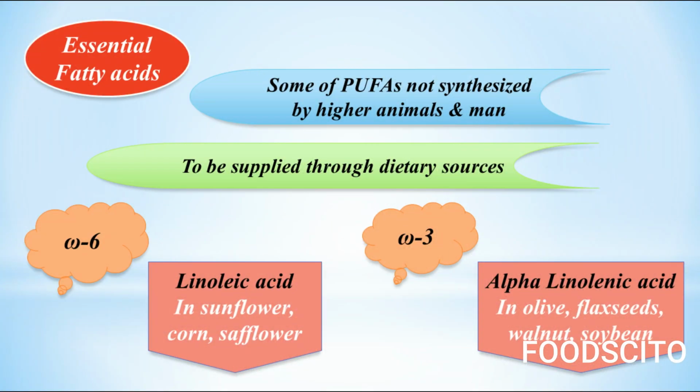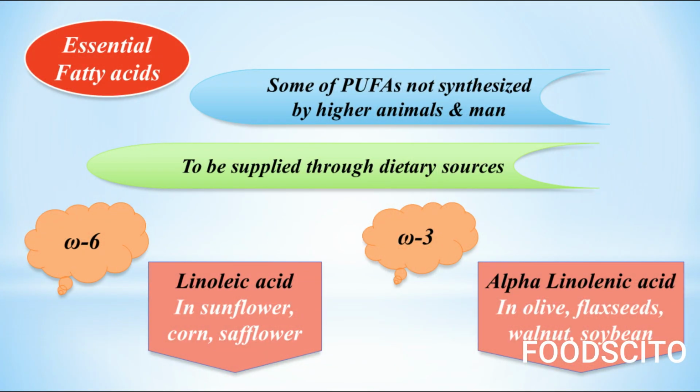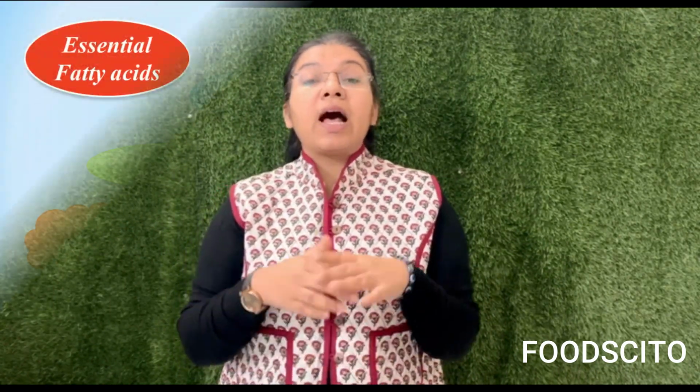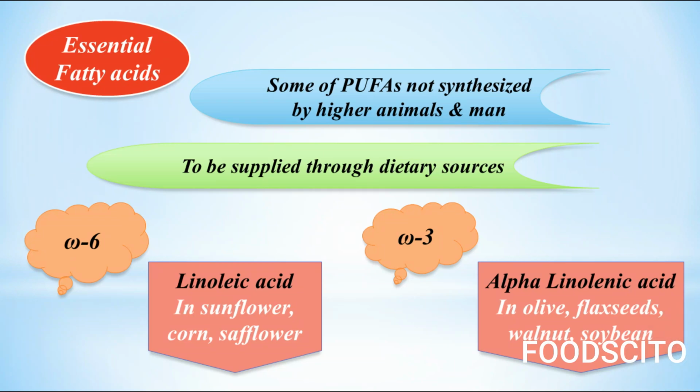And two fatty acids which are essential to human health are, as you can see, I have mentioned here, omega-6 and omega-3. Let's discuss in brief about these two fatty acids. The first one, that is omega-6 fatty acid, is linoleic acid, which is abundantly found in safflower, sunflower or corn oils. The second one, that is omega-3 fatty acid, is alpha-linolenic acid, which is found abundantly in olive, flax seeds, hemp seeds, walnut, soybean, etc.